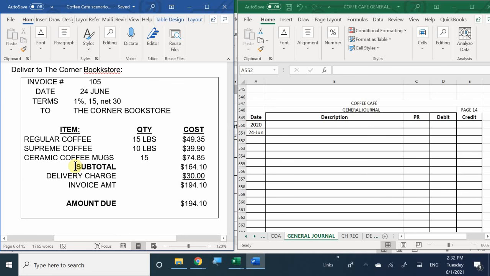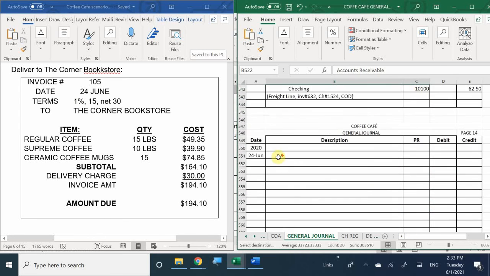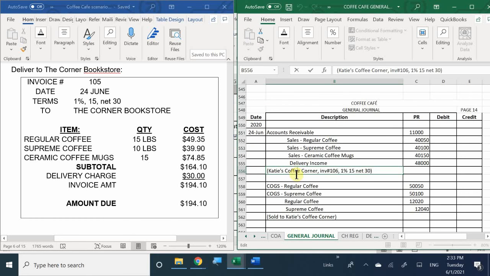Today's date, 6/24. And we will start off with accounts receivable, PR number 11,000. Yes, excellent time to do a copy and paste. And under our notes, I changed it to corner bookstore, invoice 105, with the terms.